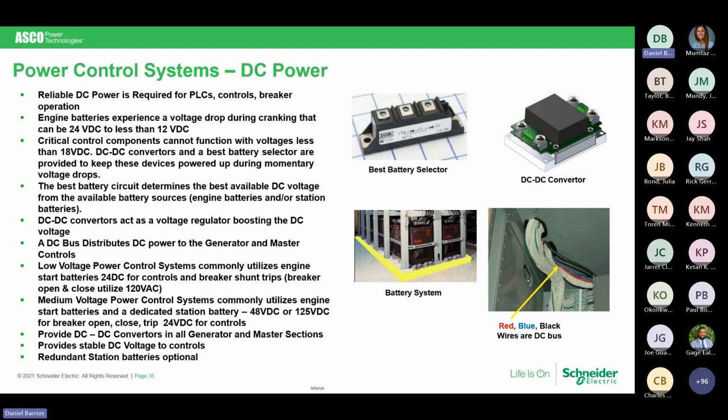Now, when we look at low voltage 600 volt gear, we may not recommend to you a set of station battery systems. In a future presentation here with medium voltage, we would typically always give you some type of a station battery system, either 48 or 125 volt DC.